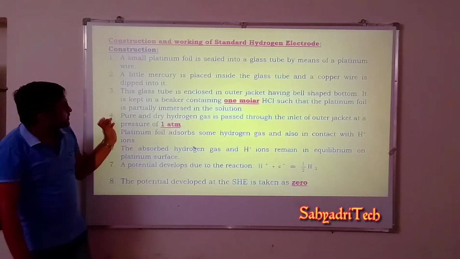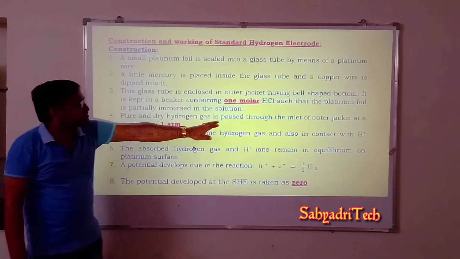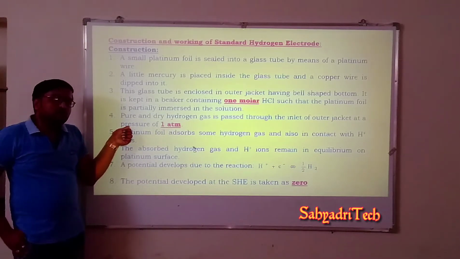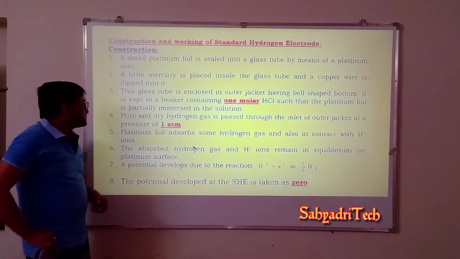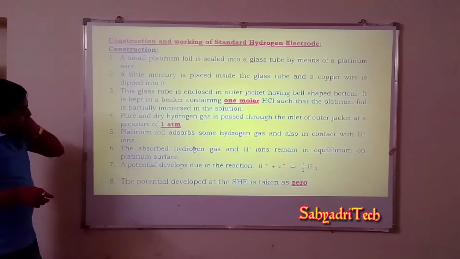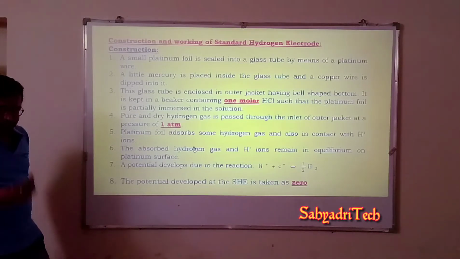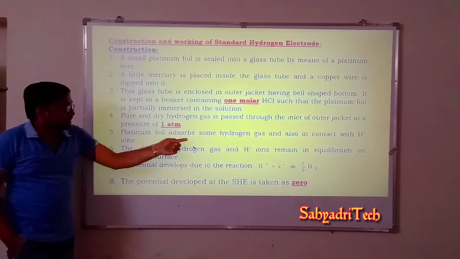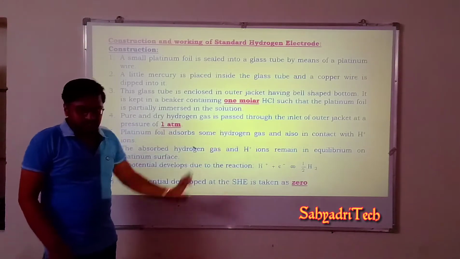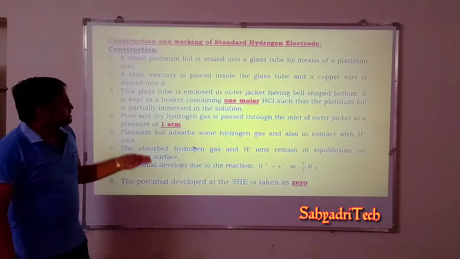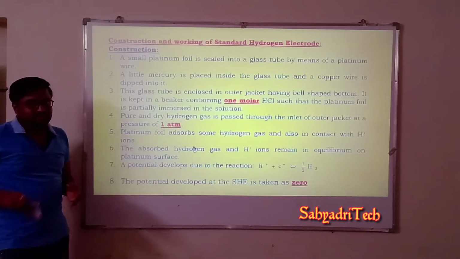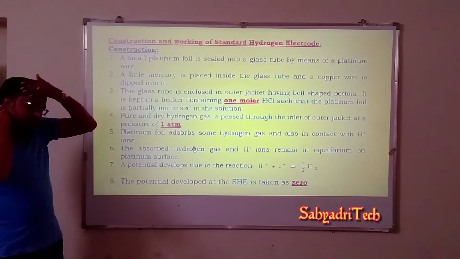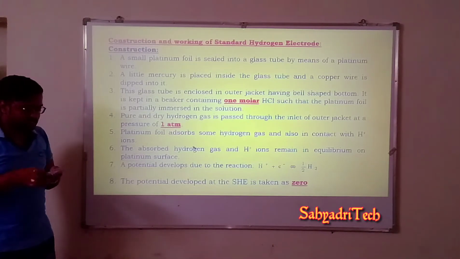So we say pure and dry hydrogen gas is passed through the inlet of outer jacket at a pressure of 1 atmosphere. Further, what is the next point? What happens when you pass hydrogen gas? That is, platinum foil absorbs some hydrogen gas. So here what happens? We used to say occlusion. That is, gases are absorbed on the metal surface. That phenomenon is considered as occlusion.